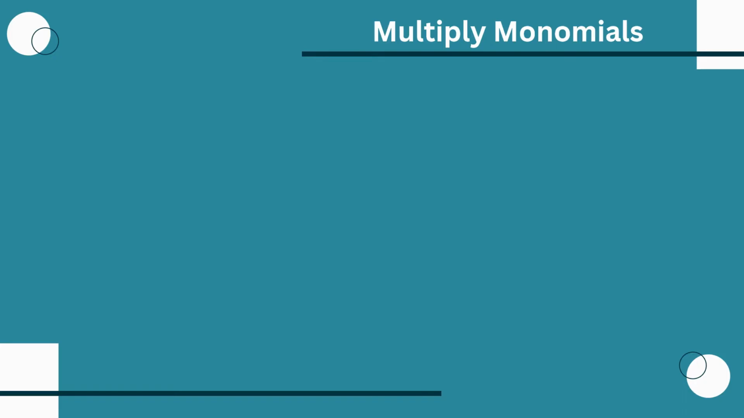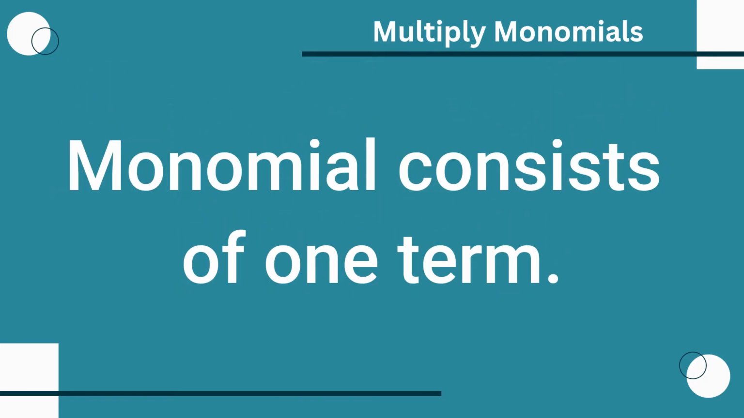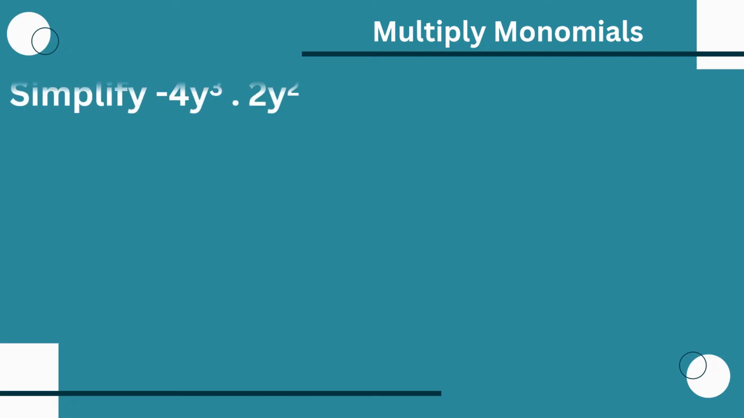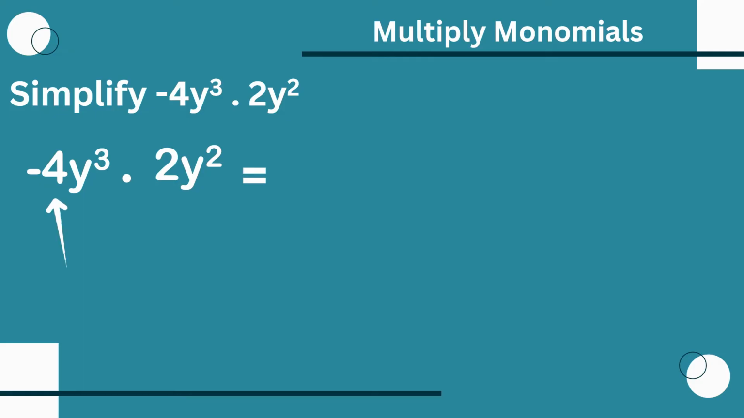When we say monomial, it consists of one term. For example, simplify negative 4y cubed times 2y squared. So, let's multiply. We're going to separate the numerical coefficient of y cubed, which is negative 4, and the numerical coefficient of y squared, which is 2. So, we have here negative 4 times y cubed times 2 times y squared.